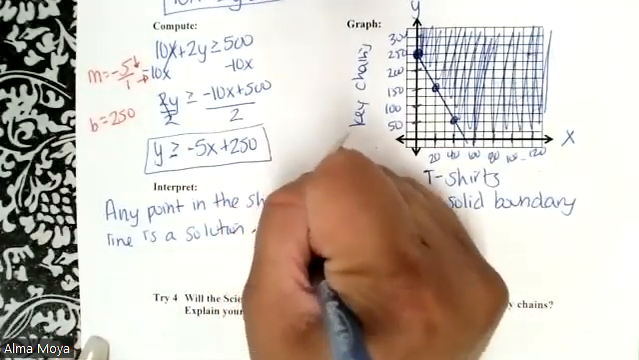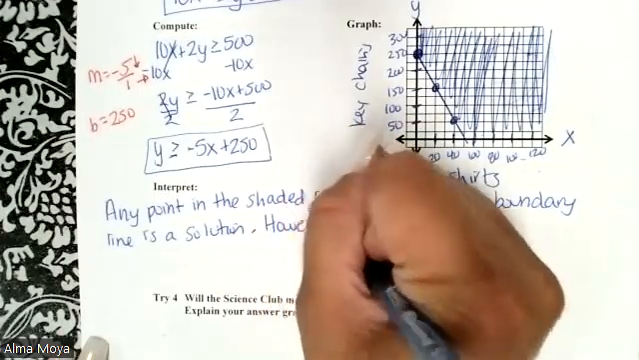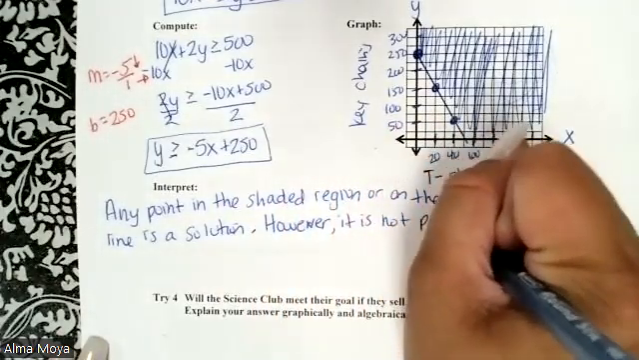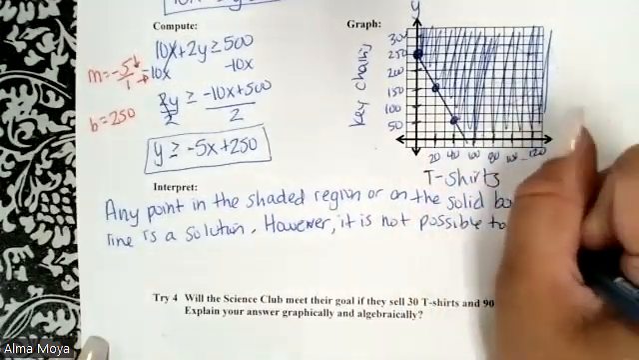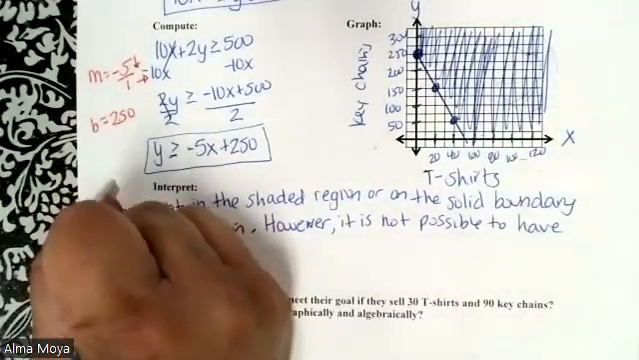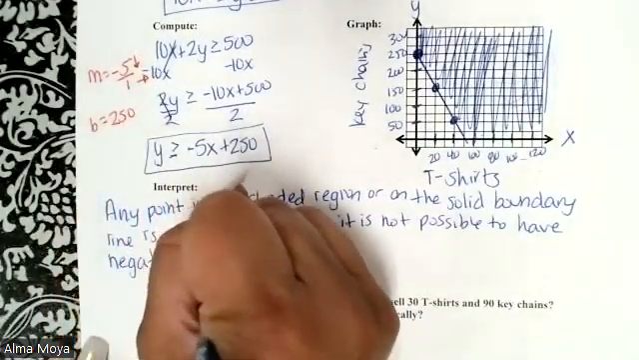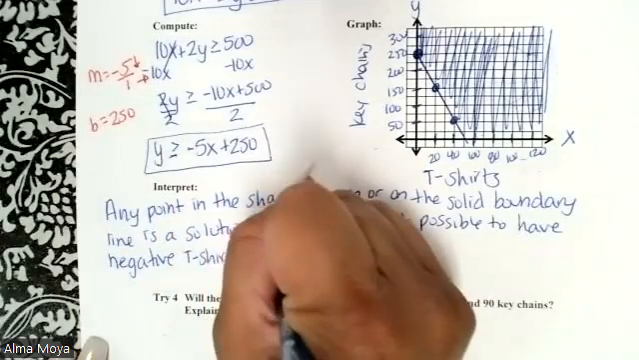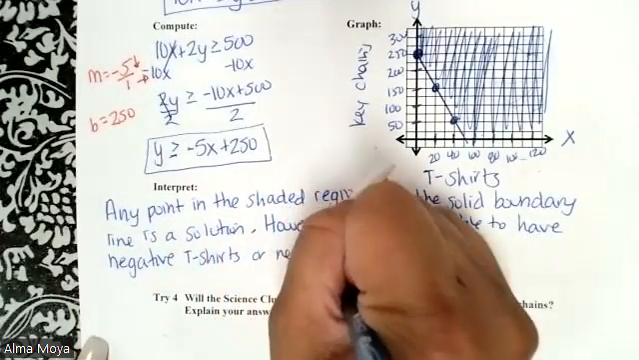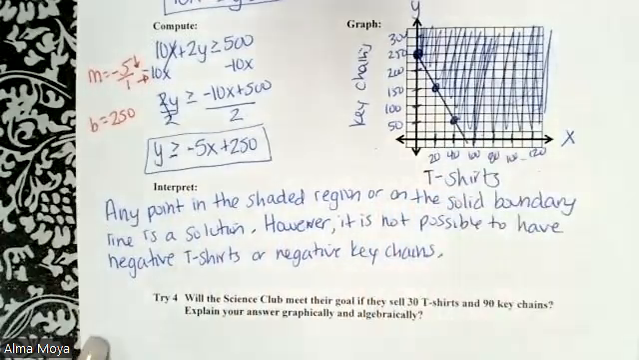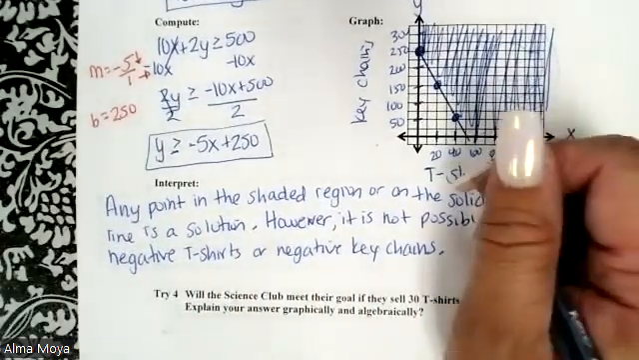However, it is not possible to have negative t-shirts or negative keychains. Therefore, these points are excluded from the graph.